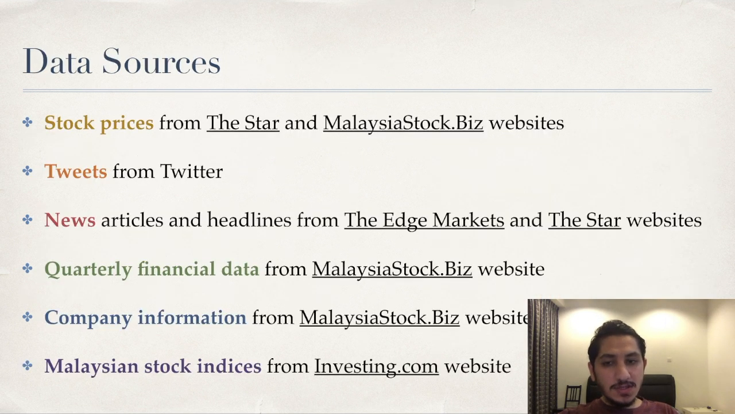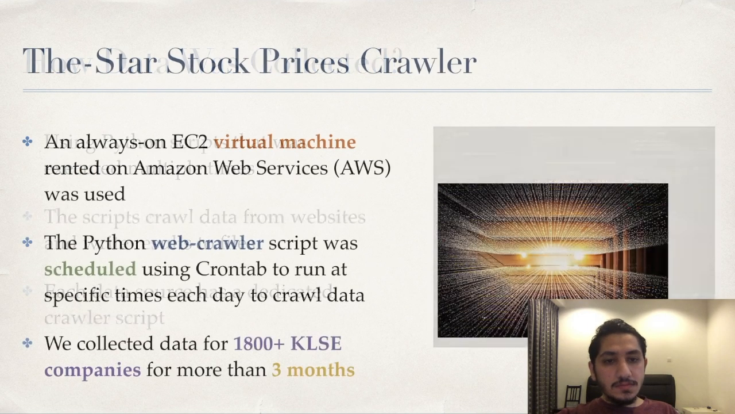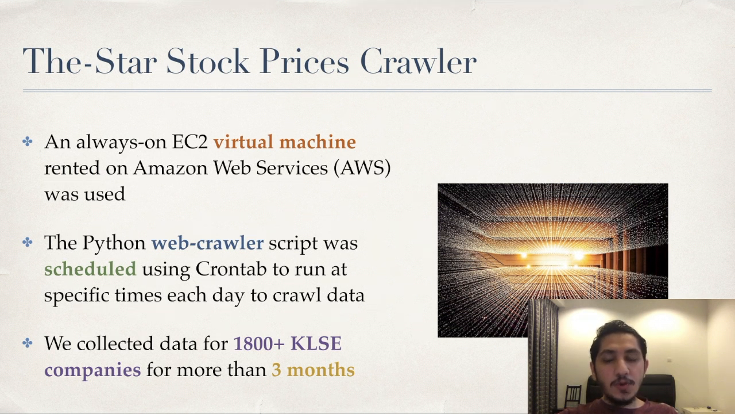For each of these data sources, we created a dedicated Python script to crawl its data. For example, if we look at the stock prices crawler from the Star website, we wrote the Python crawling script and we uploaded this script to a virtual machine rented on Amazon Web Services platform. We scheduled the script to run multiple times a day using cron tab service, and then after that the script run automatically 6 times a day and writes the crawling output to files.